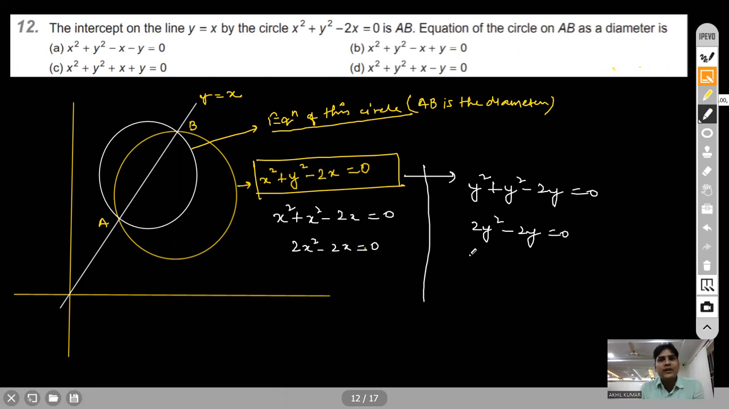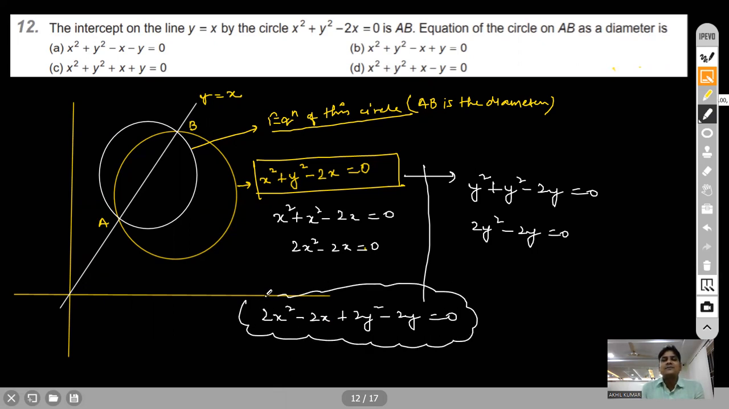So instead of doing all these things, if we add these two quadratics, no? This 2x square minus 2x plus 2y square minus 2y is equal to 0. This will be the required equation of the circle. Why? I am directly adding it.